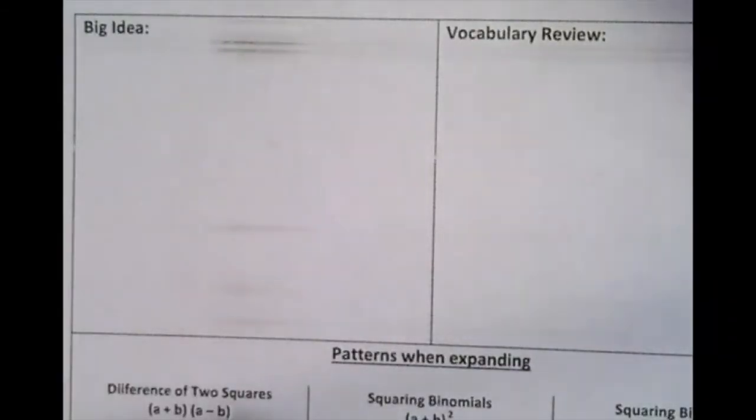Hi, Algebra 1 students. These notes are on factoring using a difference of two squares, and also when you have the form x squared plus bx plus c. And this covers lessons 1 and 2 in Module 4 in your Eureka workbook.